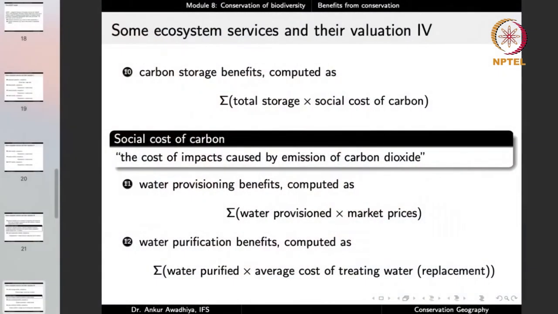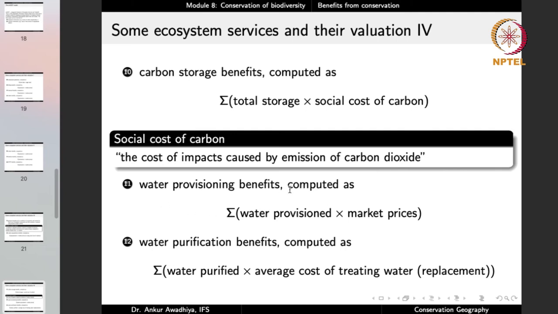So we can compute the carbon sequestration and carbon storage benefits by taking the total amount of carbon that is sequestered and stored multiplied by the social cost of carbon, which is the cost of impacts that are caused by the emission of carbon dioxide were it not sequestered and stored.